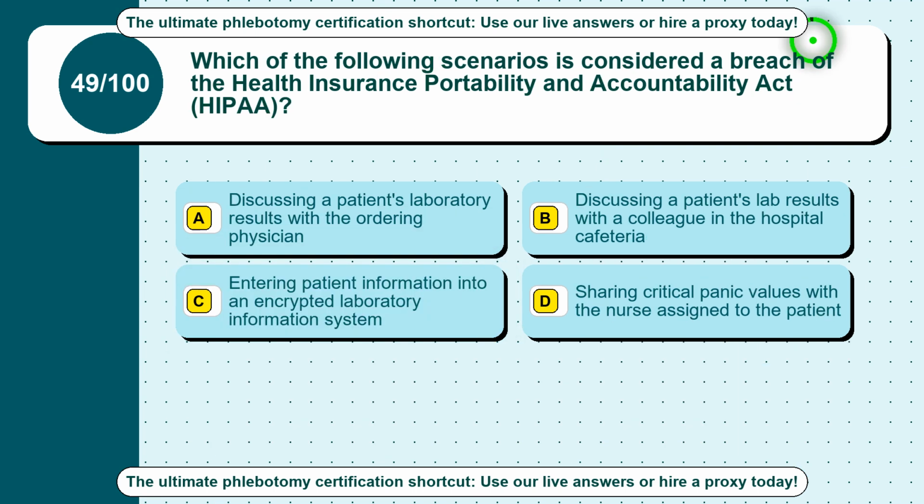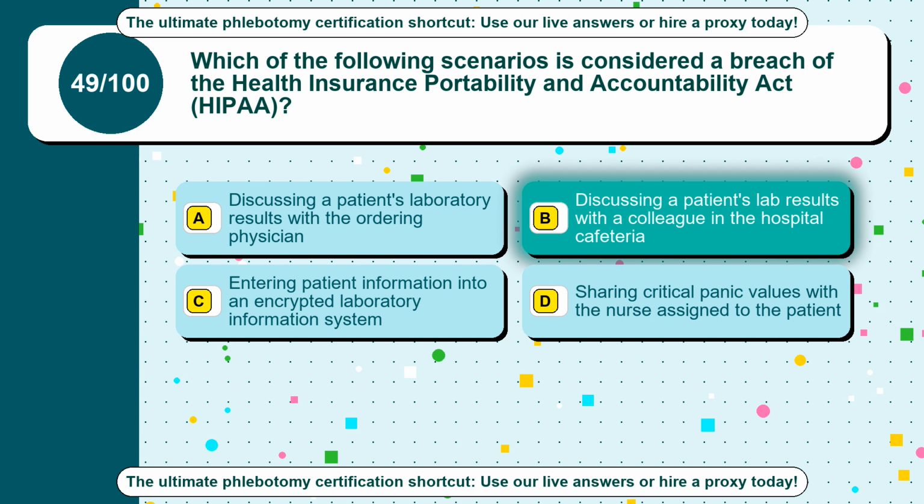Question 49. Which of the following scenarios is considered a breach of the Health Insurance Portability and Accountability Act, HIPAA? Option A. Discussing a patient's laboratory results with the ordering physician. Option B. Discussing a patient's lab results with a colleague in the hospital cafeteria. Option C. Entering patient information into an encrypted laboratory information system. Option D. Sharing critical panic values with the nurse assigned to the patient.